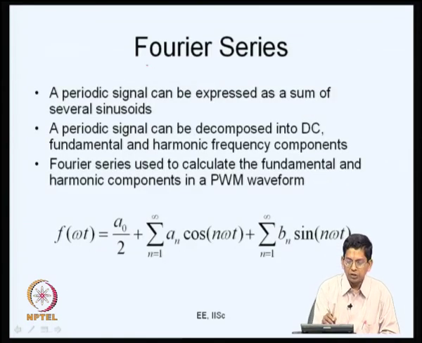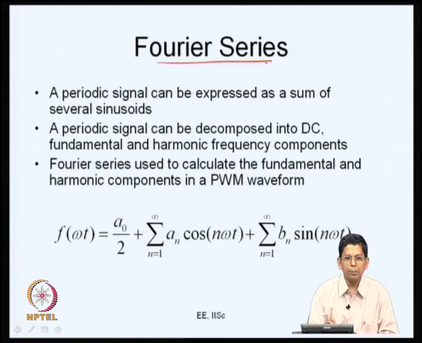So, what is Fourier series? You may have a periodic signal, and this periodic signal may have any shape, does not matter, but it can be expressed as a sum of several sinusoids. It can be expressed as a sum of several sinusoids. So, let us define these sinusoids a little more closely. So, these sinusoids may have certain frequencies. Firstly, it could be 0 frequency, or there can be DC now.